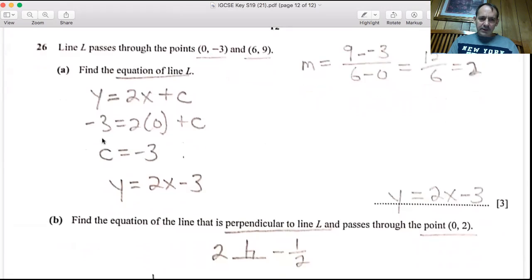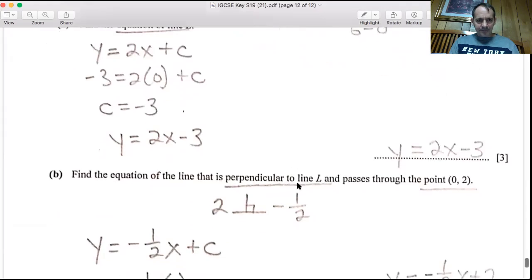Don't leave your answer as c equals -3. You're finding the equation of the line, not the value of c. So make sure you plug that -3 back into the c position and rewrite your equation of the line. y equals 2x minus 3 is your answer. A lot of students stop right here. Kind of drives me crazy because it's not what the question is asking for.